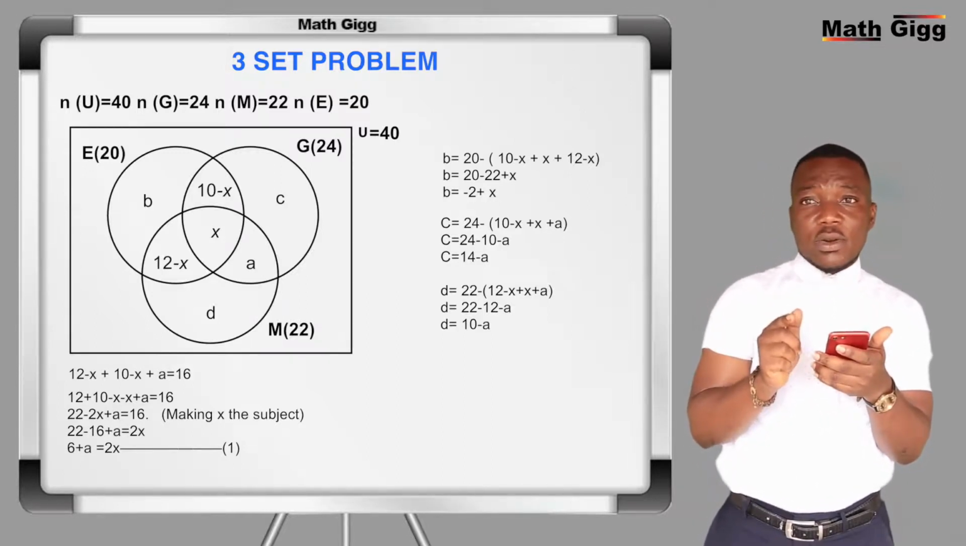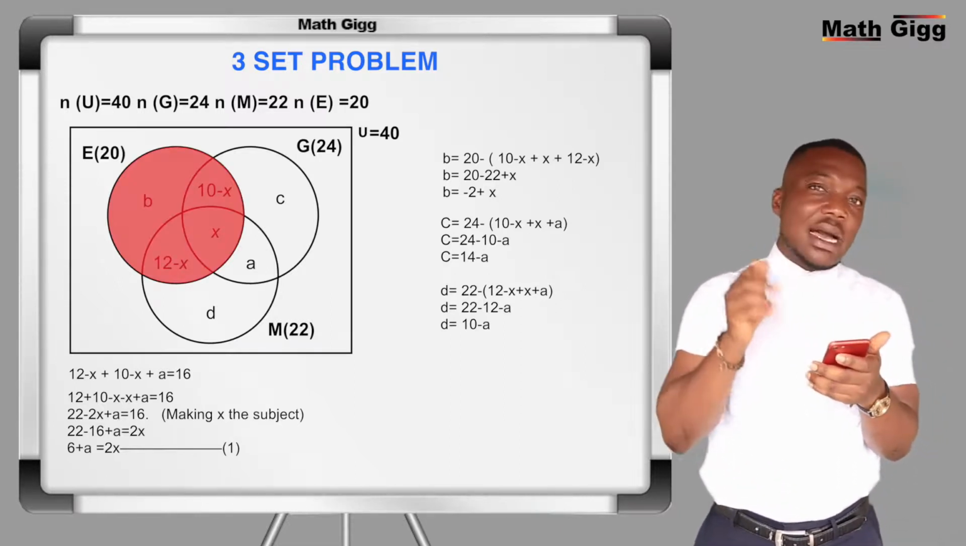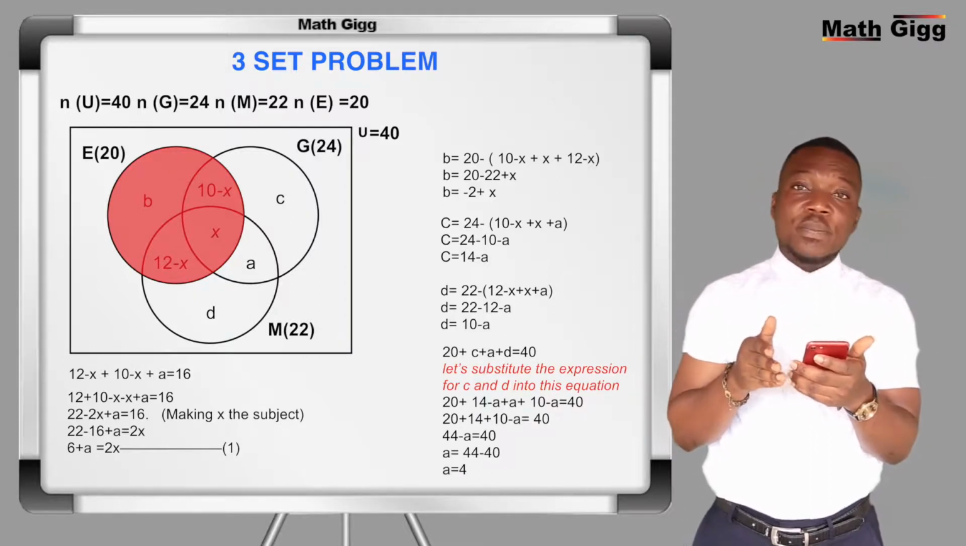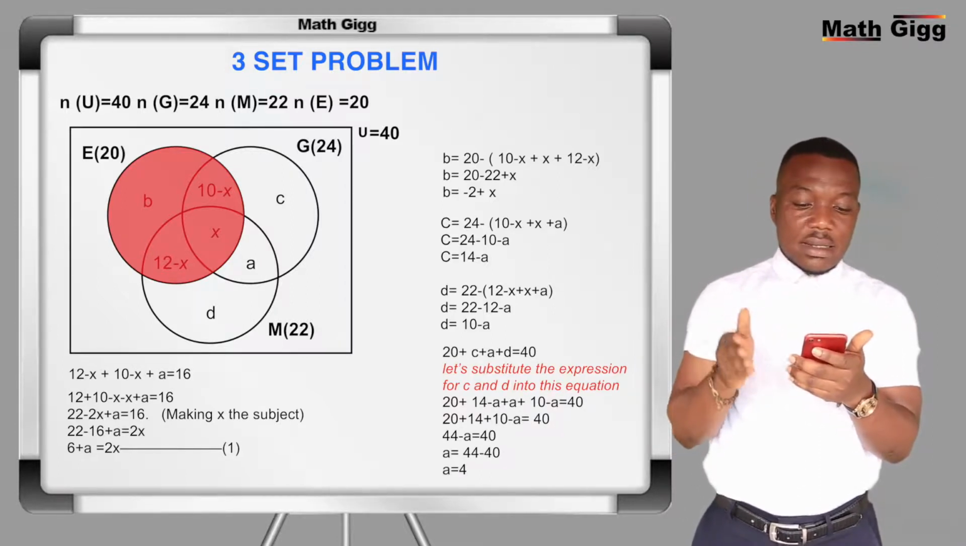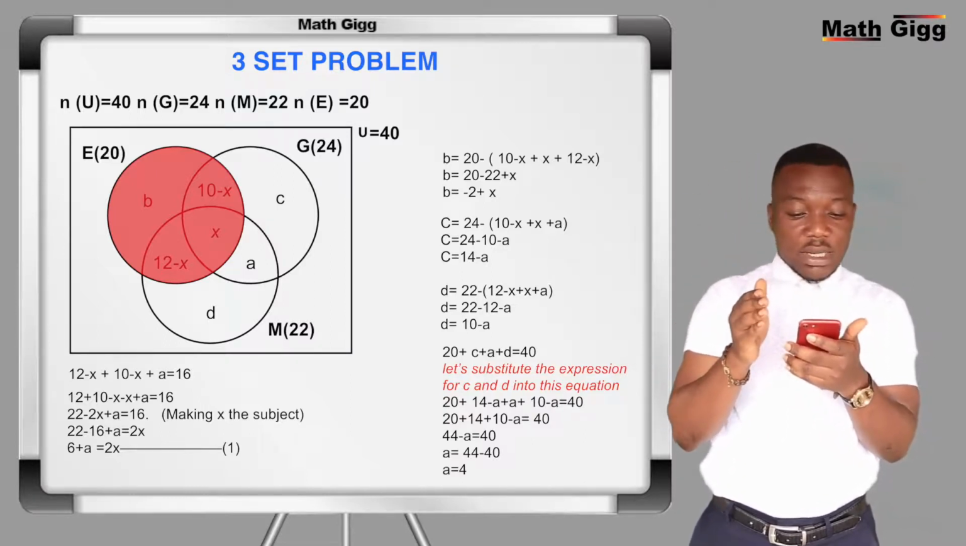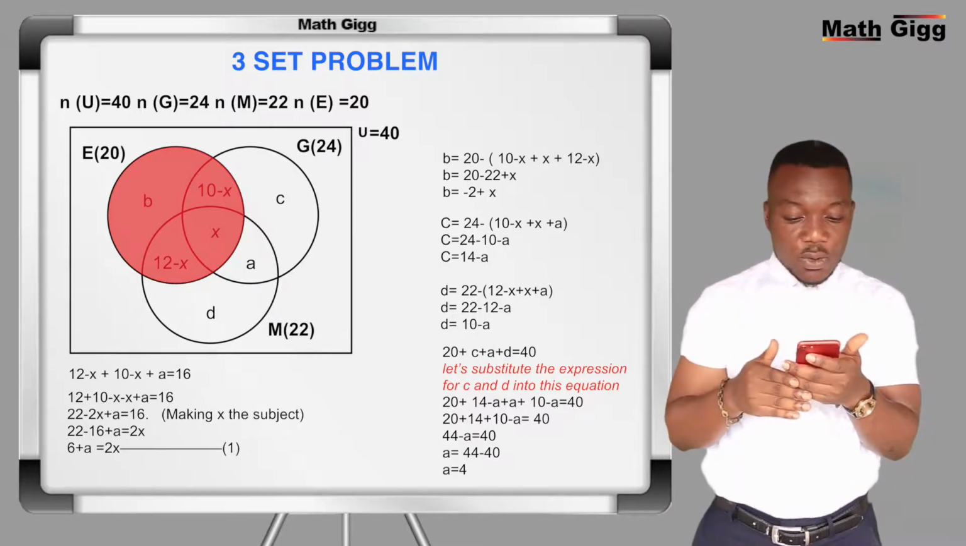So I'm now going to look at the economic circle, which represents 20, and I'm just going to write 20, and I'll add the next 3 regions there. The next 3 regions is C plus A plus D, and I'll make it equal to 40. If you take the economics region out, you are left with C, A, and D. And so together you are supposed to get 40.